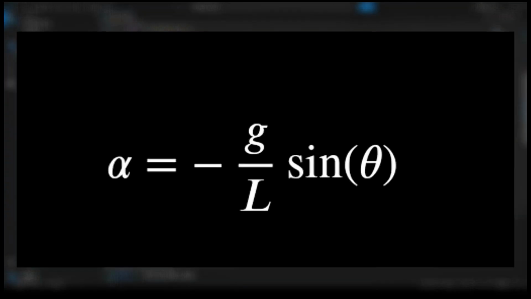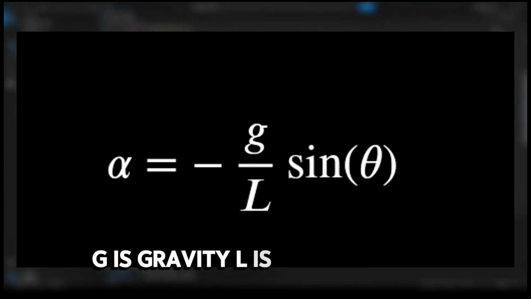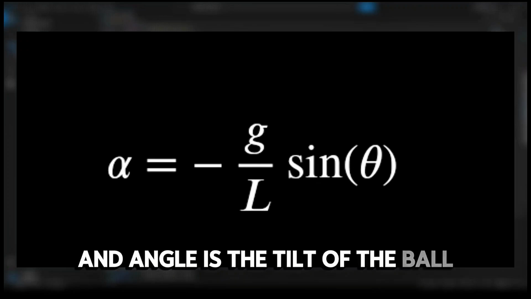And here I am. Each ball swings like a pendulum, and luckily there's a formula for that. G is gravity, L is string length, and angle is the tilt of the ball. The further the ball swings, the harder the gravity pulls it back.